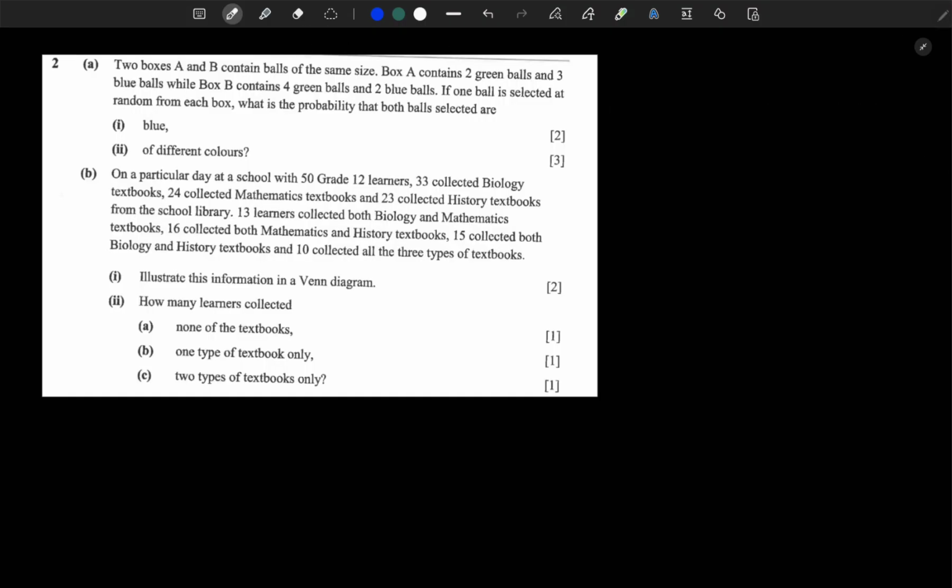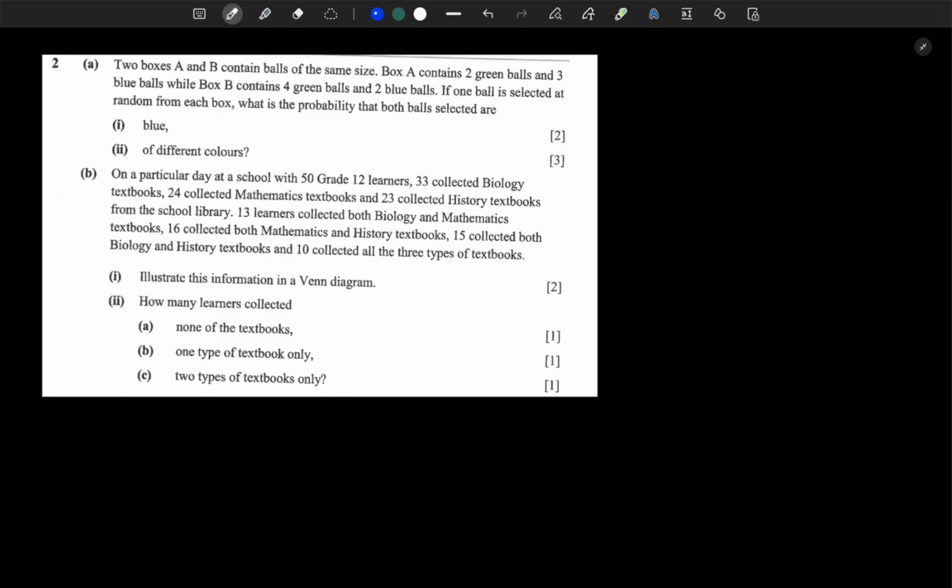Okay, so now we move on to question B. On a particular day at a school with 50 grade 12 learners, 33 collected biology textbooks, 24 collected mathematics textbooks, and 23 collected history textbooks from the school library. 13 learners collected both biology and mathematics textbooks. 16 collected both mathematics and history textbooks. 15 collected both biology and history textbooks. And 10 collected all 3 types of textbooks.